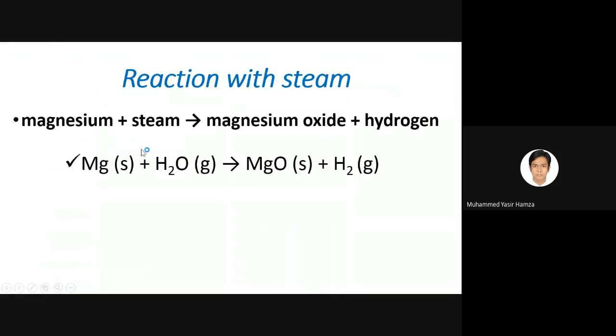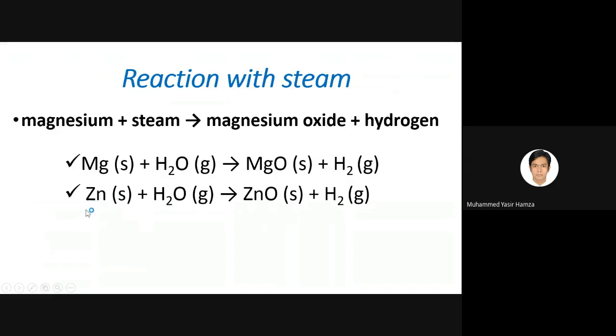Reaction with the steam gives magnesium oxide and hydrogen. It is very important to notice that water is written in gaseous form. It is not liquid. So it is forming magnesium oxide and hydrogen. As we know, hydrogen gas will be given off. Okay, as another example, zinc and water in gaseous form will form zinc oxide.